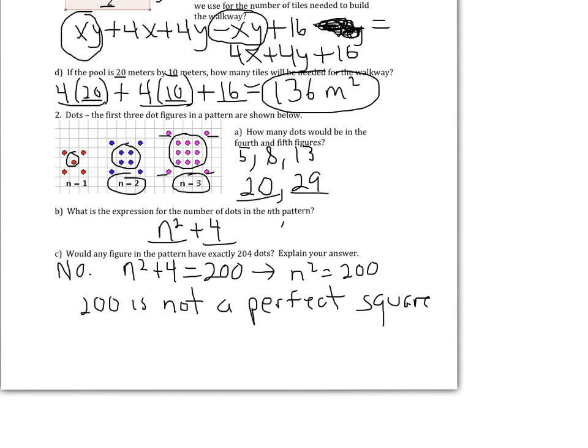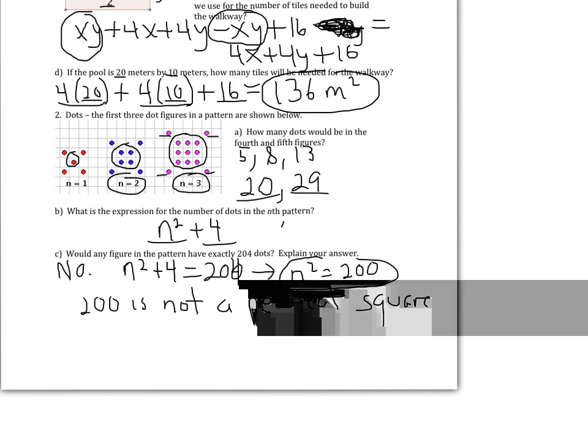The question of whether we'll ever have one with 200 dots exactly, it means that in order for that to be true, n squared plus 4 would have to be equal to 200. This should be 4 right here. n squared plus 4 has to equal 204. So n squared would have to be equal to 200. 200 is not a perfect square, so therefore we can't have a pattern with 204 dots in it.